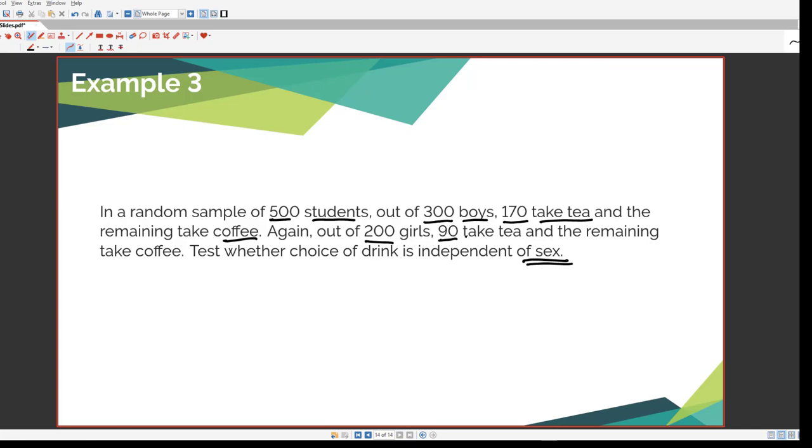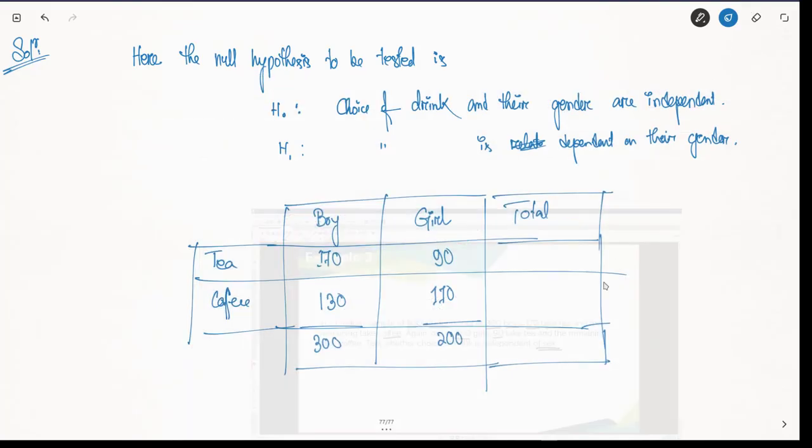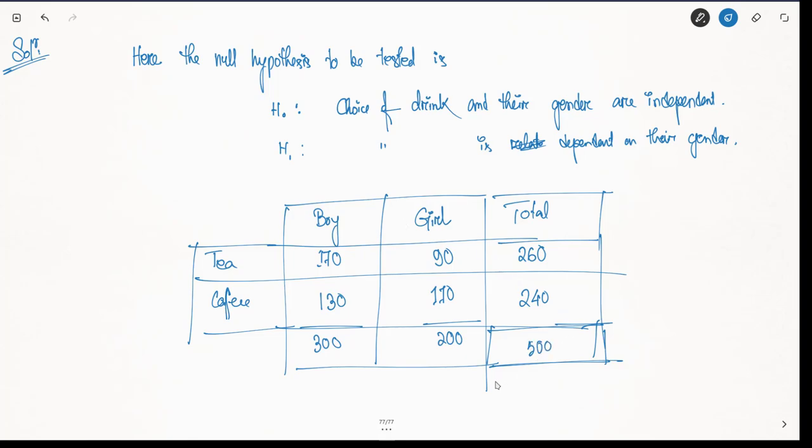Let me check whether I am correct or not. Okay, so what is the total number of persons taking tea? 170 plus 90, so it will be 260. What is the total number of students taking coffee? It will be 240. And this box over here will give you the grand total. That means the sample size. The sample size is 500.